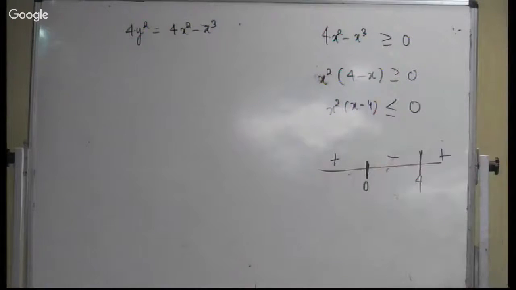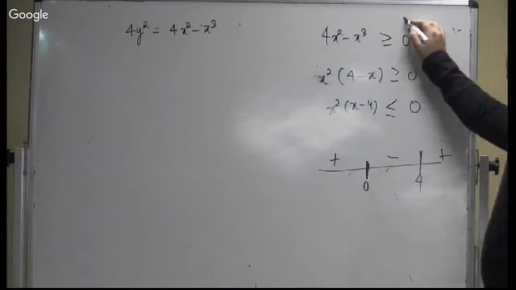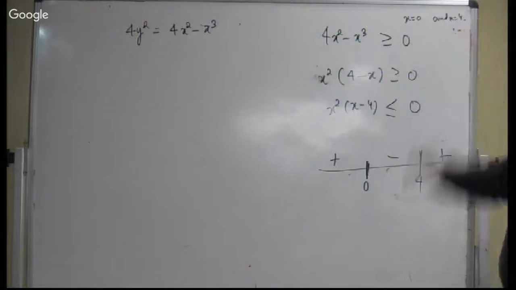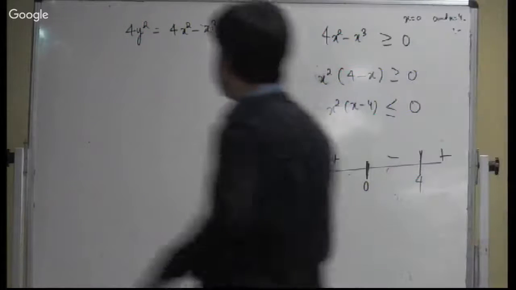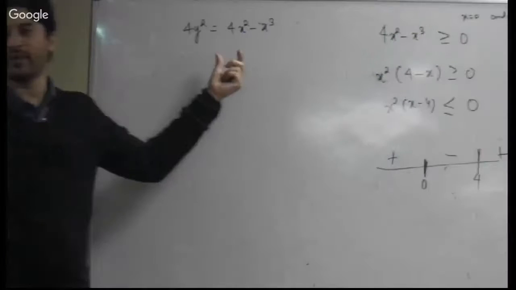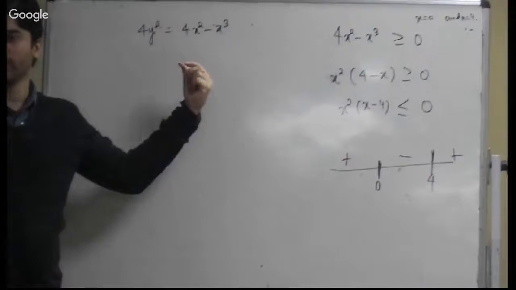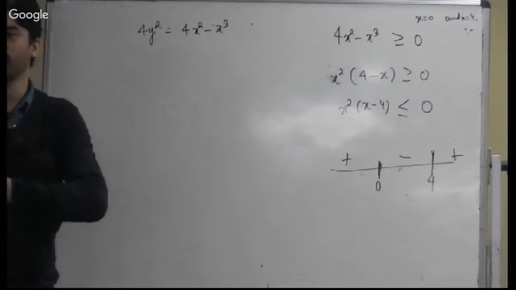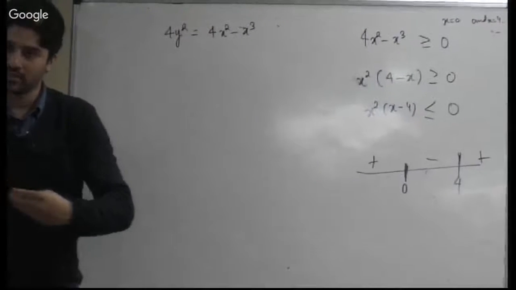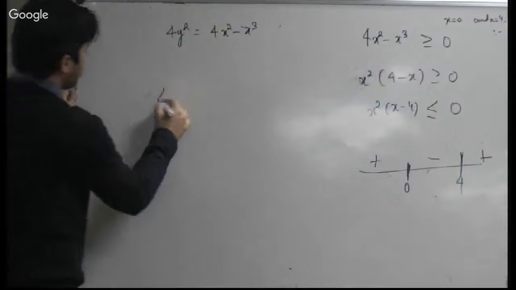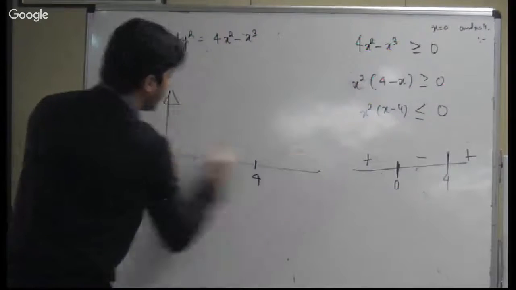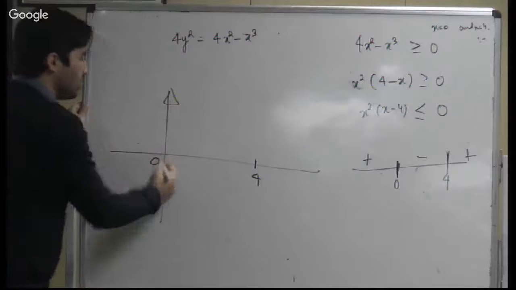Now the intersection points with the axis are x is equal to 0 and x is equal to 4, right? And I see y square. If I replace y by minus y, I see the same thing. So it means it will be symmetrical about the x-axis. So whatever I see up will be the same as down. And beyond 4 there will be nothing, and before 0 there will be nothing, right?